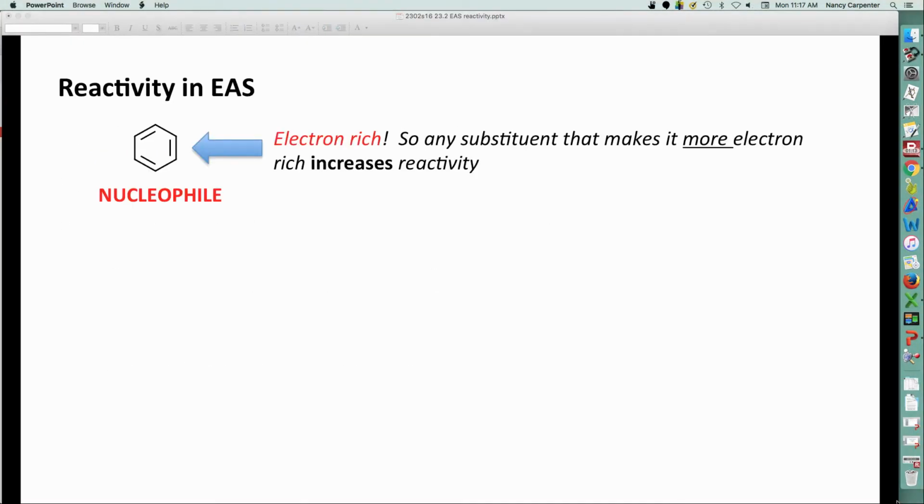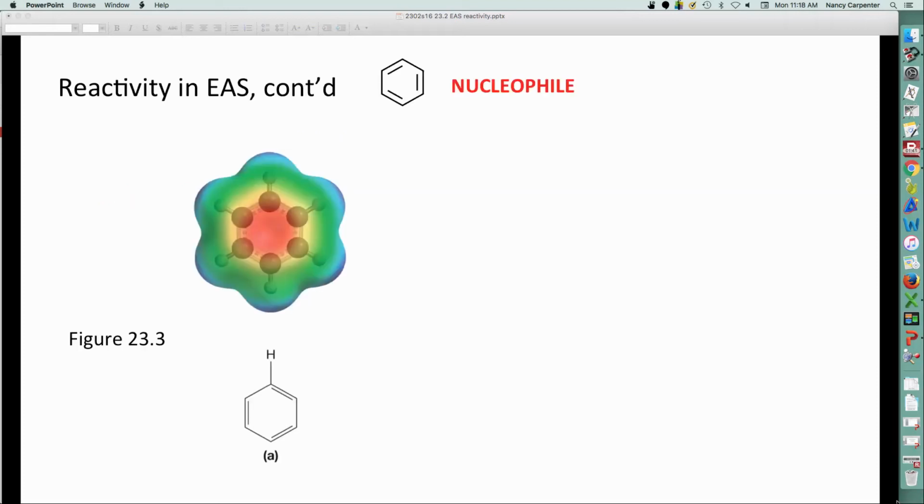Reactivity in electrophilic aromatic substitution. We know one thing for sure: the aromatic ring is our nucleophile because it's electron rich. Granted, it's not a very good nucleophile, but it is our nucleophile. So since it's our nucleophile, anything that we put on the ring that makes it more electron rich will increase its reactivity. Sounds good? Not so much. It's not always a good thing.